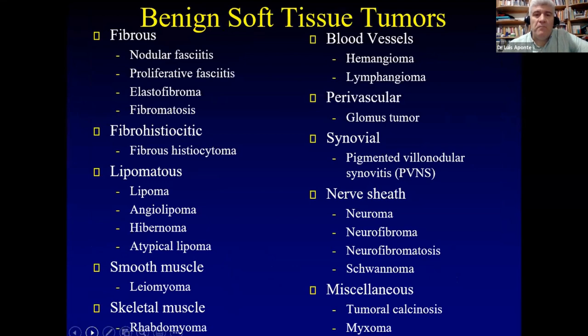When we speak of benign soft tissue tumors, you can see there are more tumors, because they could arise from fibrous tissue, like nodular fasciitis, elastofibroma; fibrohistiocytic cells, like the fibrous histiocytoma; lipomas; smooth muscle, like the leiomyoma; skeletal muscle, rhabdomyoma; blood vessels. So whatever cell you can imagine, you can have a benign tumor. We're going to talk about the most frequent in the upper limb, and some lesions that you can see in normal clinics that could mimic a tumor. Sometimes there is a mistaken diagnosis that could cause a problem for the patient, like myositis ossificans, where in many of these lesions they give chemotherapy because of the mistaken diagnosis.